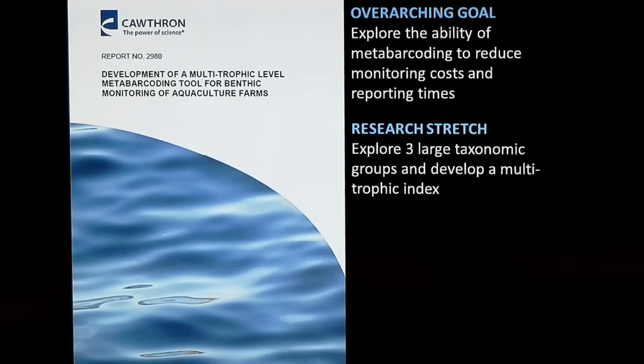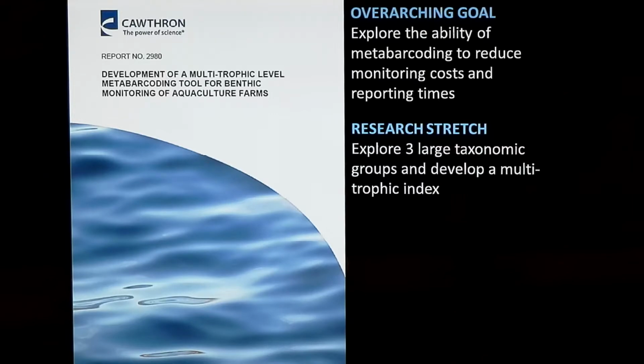The real stretch or novelty of this approach was that for the first time, we looked at three large taxonomic groups. We looked at all bacteria, all foraminifera, and all eukaryotes. Eukaryotes are essentially all protists, animals, and plants. So we essentially look across the tree of life and incorporate multiple trophic levels. So this is a world first. And also, another first is that we incorporated samples from multiple years and different farms, high flow and low flow. So that was also novel.